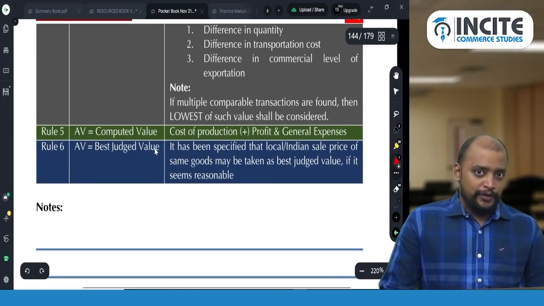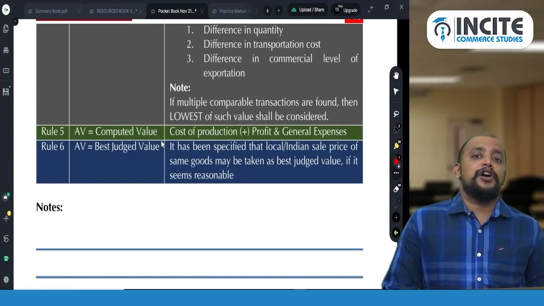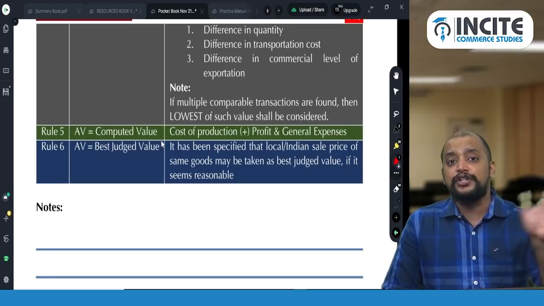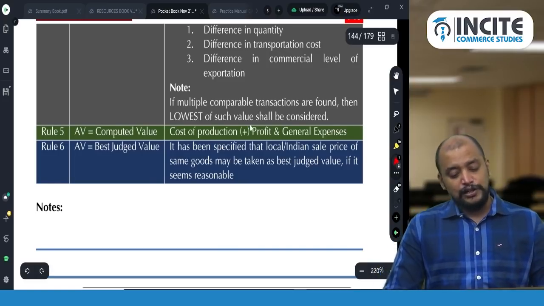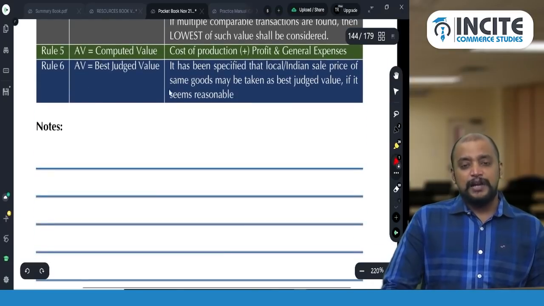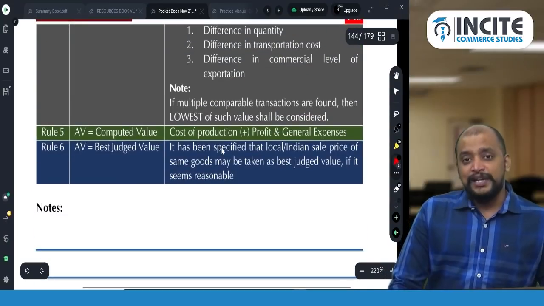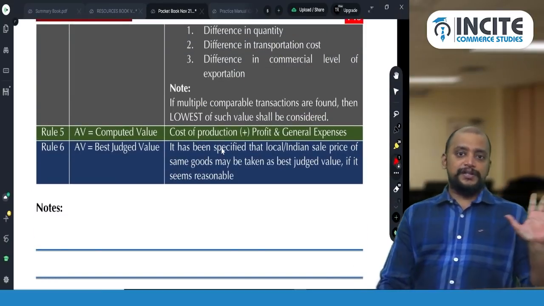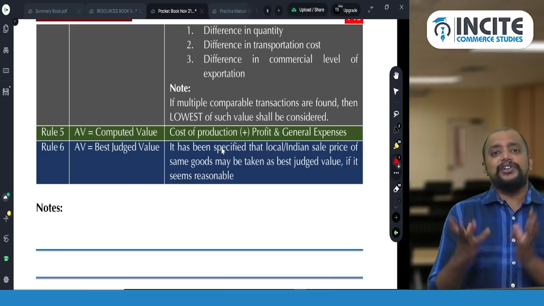Similar goods we don't have. The computed value method we have, that is cost of production plus profit and general expenses. Don't add freight and insurance. That will not come because we are taking the FOB price. Suppose that is also not ascertainable, then we will take the best judgment assessment value. With this, we completed valuation under customs: types of customs duty and valuation under customs. This is the major area in customs.